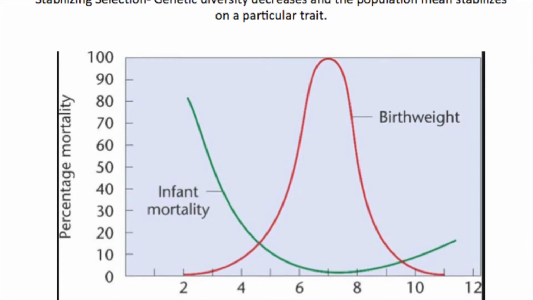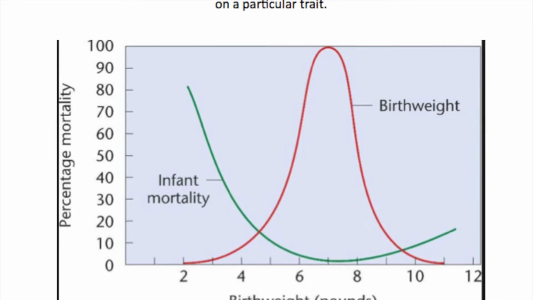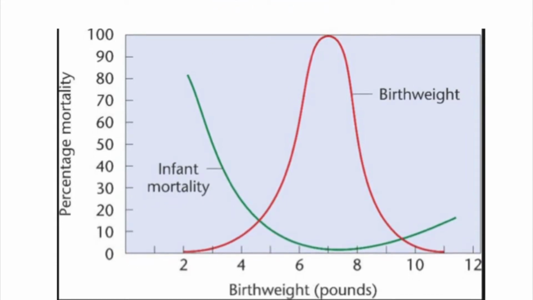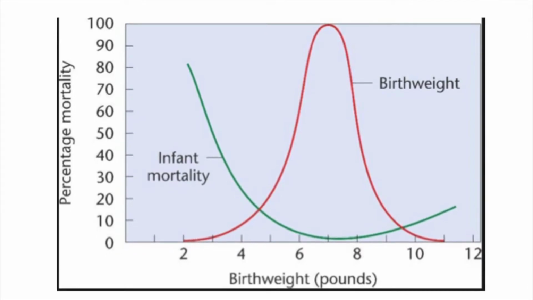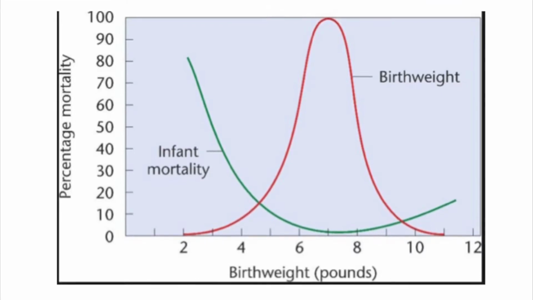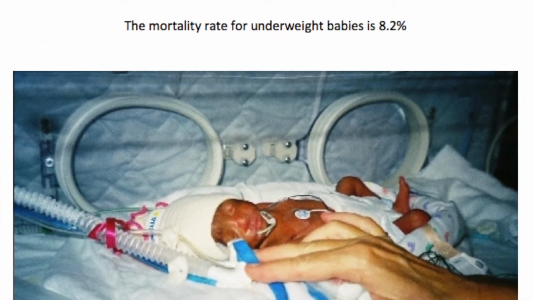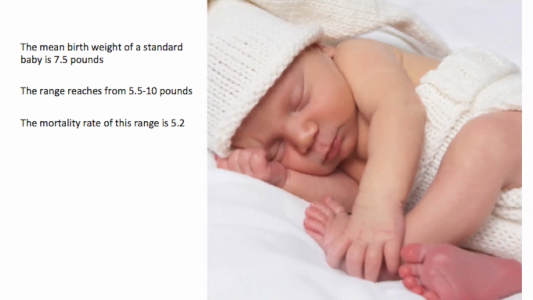Data analysts illustrate that stabilizing selection reduces the variance in birth weight, favoring an optimal mean weight of about 7 pounds. According to a recent study using data from over 8,000 newborns, babies that stray from this average in either direction have decreased odds of survival, the odds growing significantly slimmer the further they stray from the mean. For example, premature babies have a mortality rate of about 8.2%, while the rate in average-sized infants is around 5.2%.